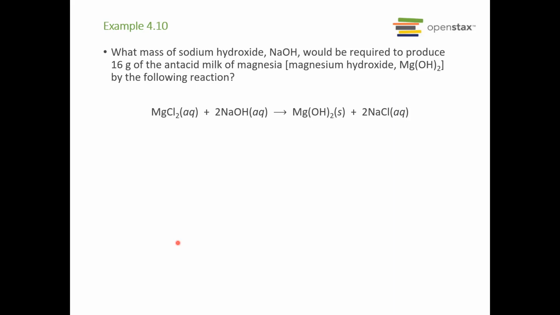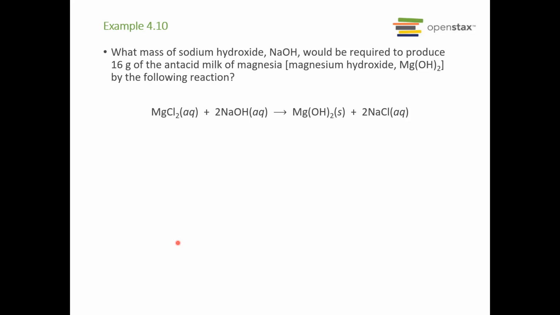All right, so for this one, what mass of sodium hydroxide, NaOH, would be required to produce 16 grams of the antacid milk of magnesia, magnesium hydroxide, and then we have the formula there. And we're given the balanced chemical equation. So it's balanced because we've got 2 sodiums on both sides, 2 chlorines on both sides, 1 magnesium, and 2 hydroxides. So the first thing we should always do is look at that equation, make sure it is balanced, to make sure we have the correct coefficients in front of those various substances.